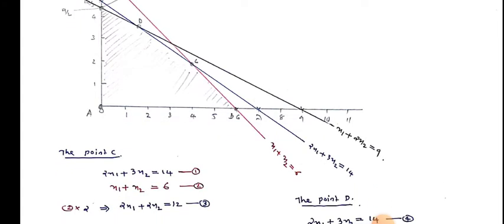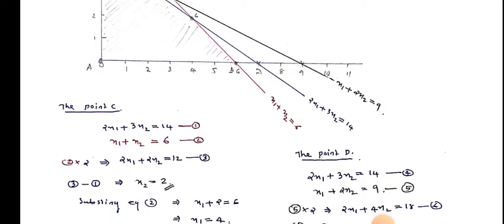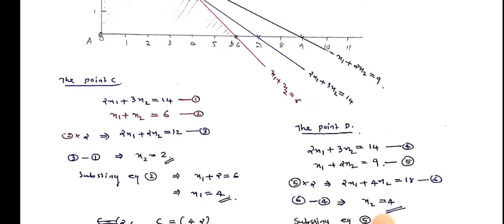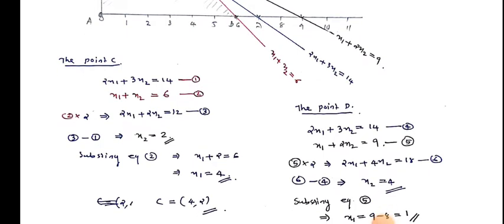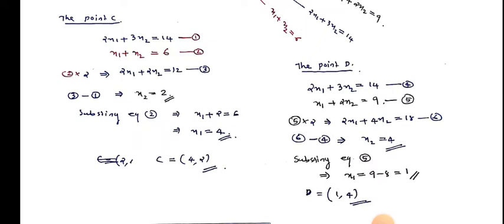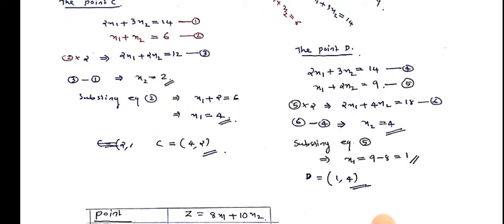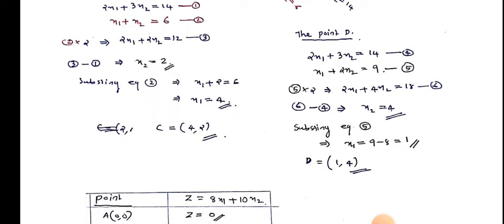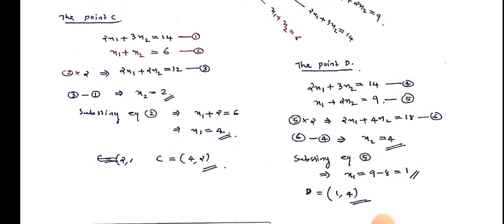First, the point C: 2x1 plus 3x2 equal to 14 and x1 plus x2 equal to 6. Multiply equation 2 by 2, we get 2x1 plus 2x2 equal to 12. Subtract it from equation 1, we get x2 equal to 2. Substituting into equation 2, x1 plus 2 equal to 6, which implies x1 equal to 4. Therefore, the point C is 4, 2.